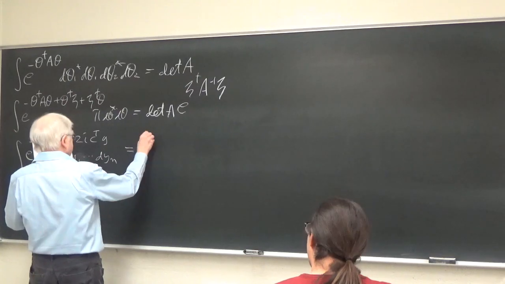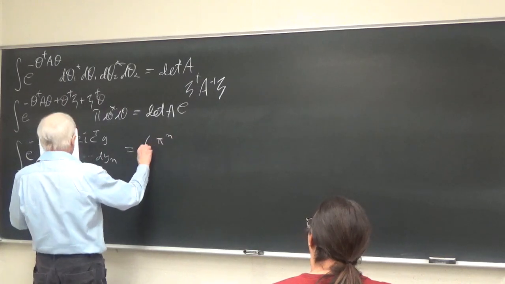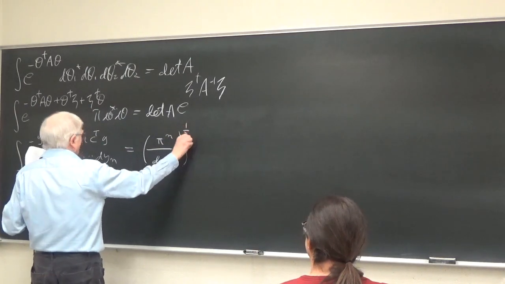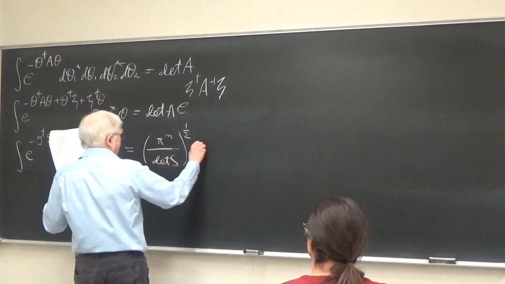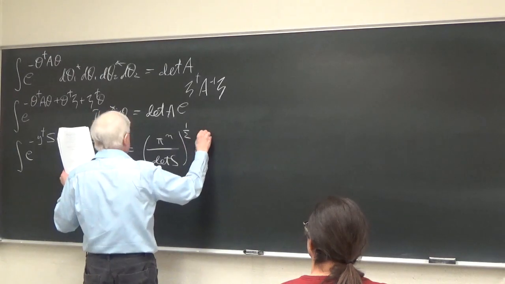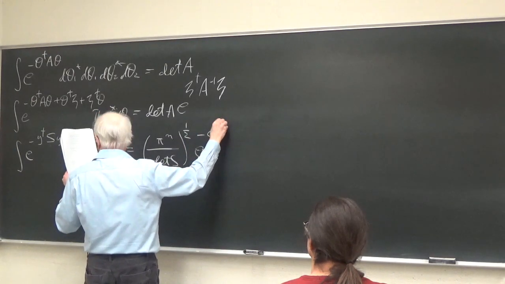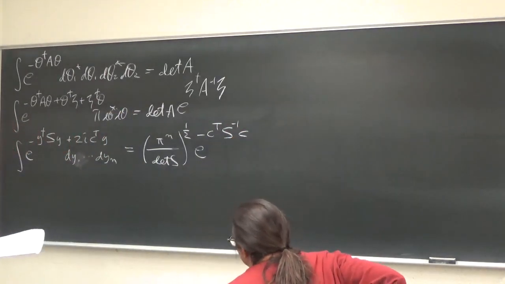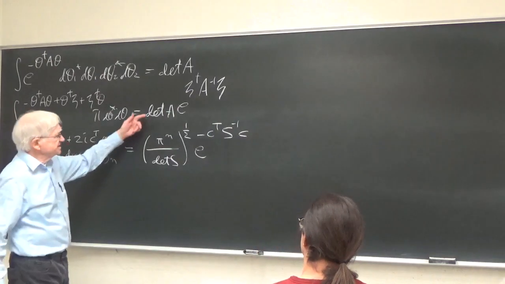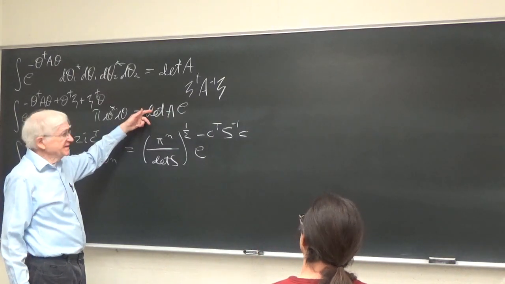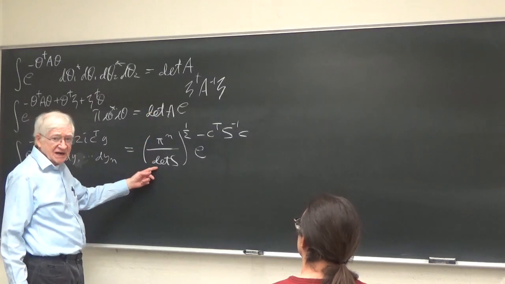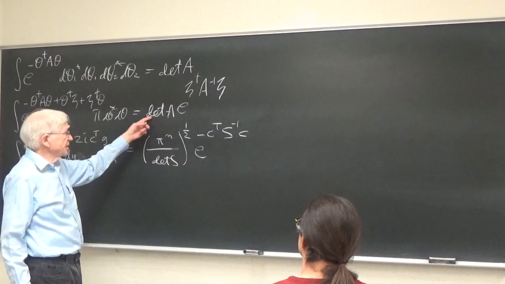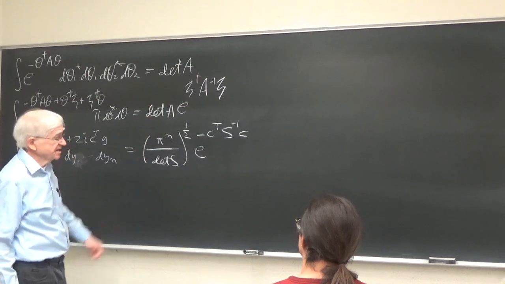And the answer then is pi to the n over determinant of S to the 1/2 times e to the minus c transpose S inverse c. So you see, it's a very similar formula. The difference is the determinant is in the numerator in the Grassmann case, and in the denominator in the complex case.